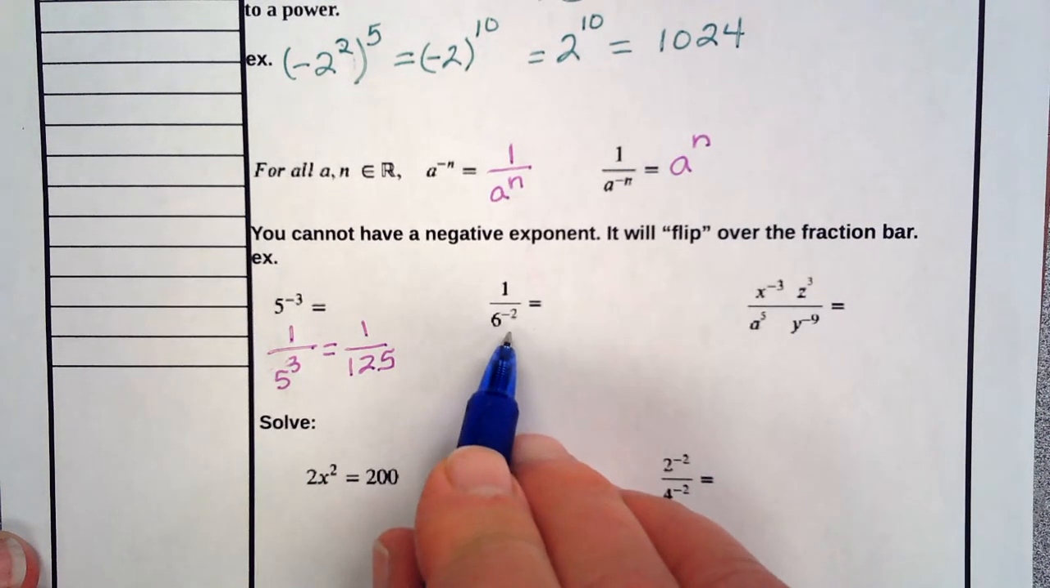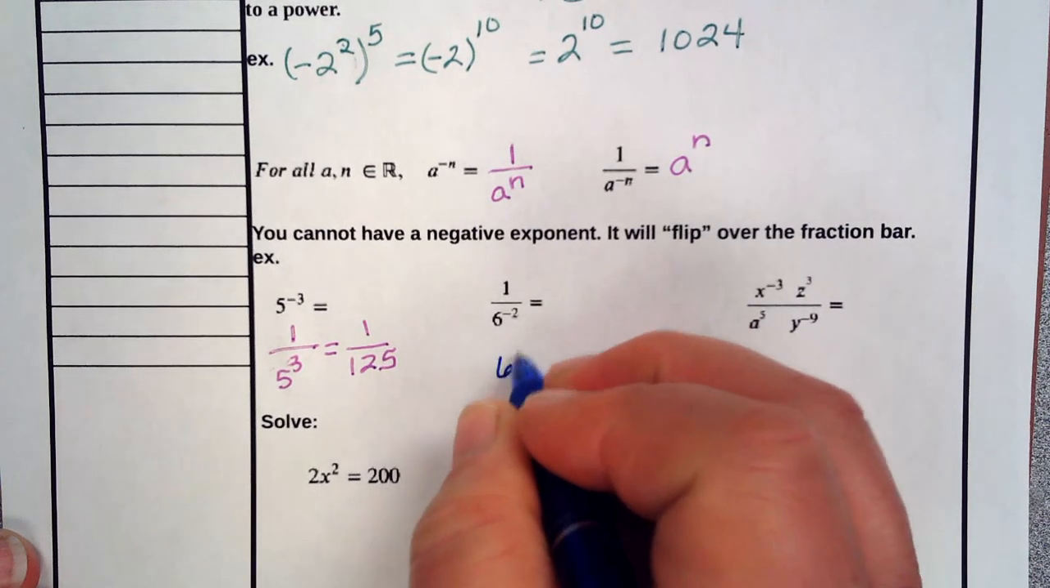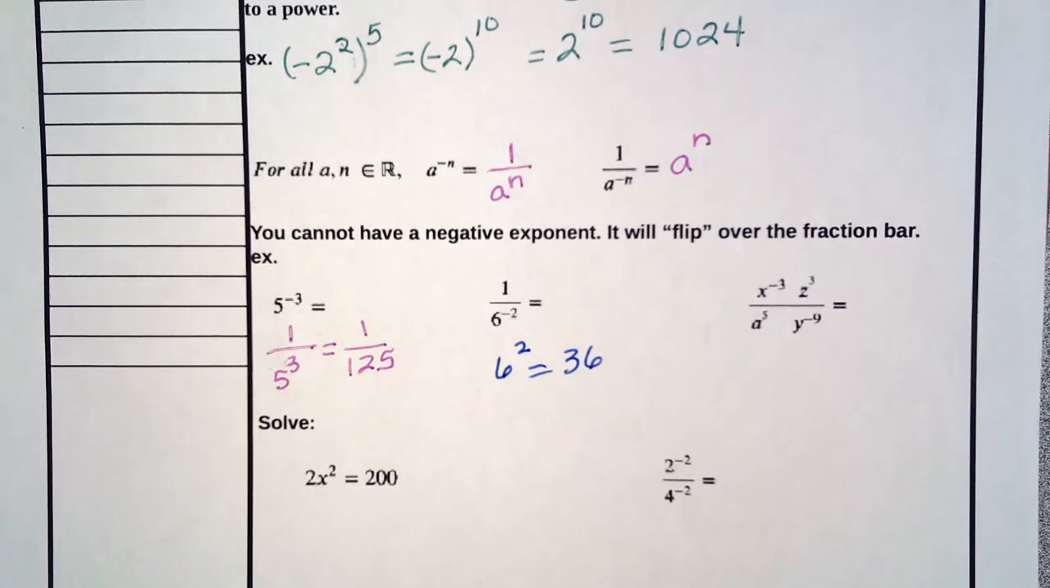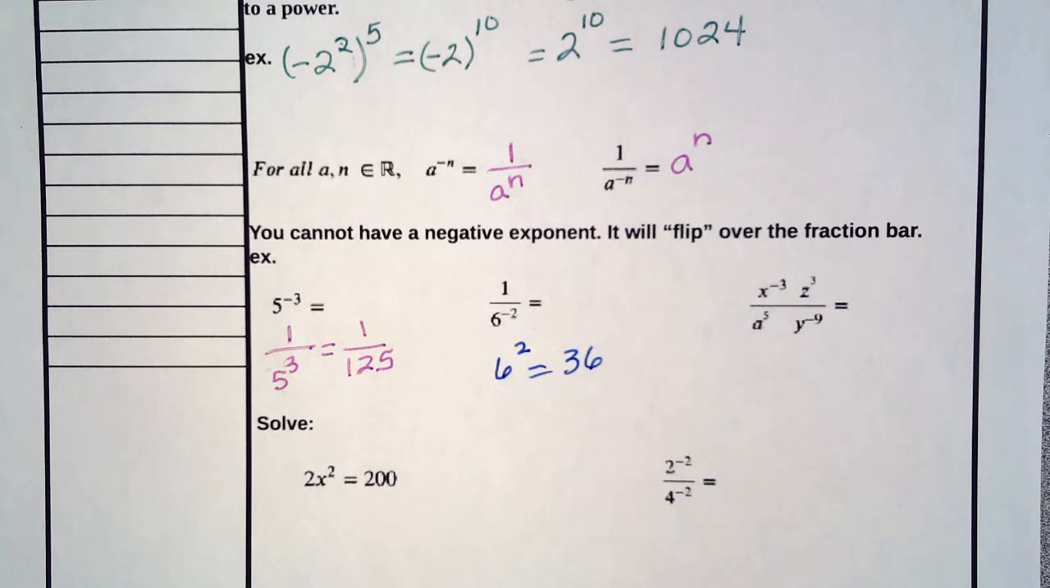Okay, if it is down below, it means it's going to jump up. So this is 6 squared, which gives me 36. Okay, what if there are positives and negatives on both top and bottom of my fraction bar? All I have to do is remember to flip them over.